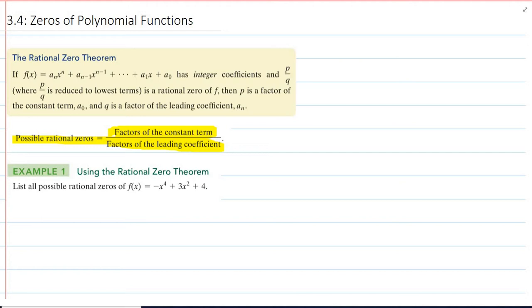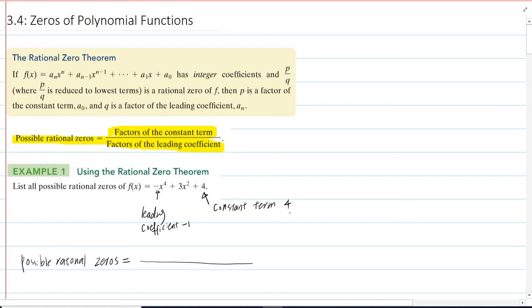So from example 1, we look at this function. That is our constant term. Our leading coefficient in this case is just -1, because here it's invisible. Okay, now we want to list all possible rational zeros.